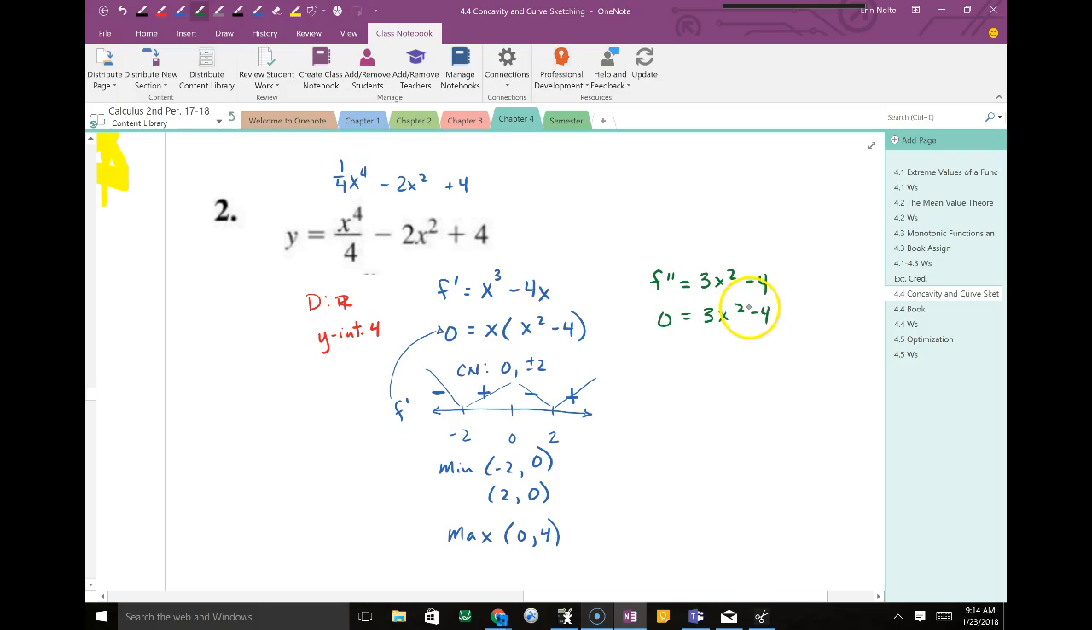If I set that equal to 0, you add 4 and divide by 3, and take the square root. So we get 2 over the square root of 3, which we can't leave, so 2 square root of 3 over 3. A positive and a negative version. Those are not pleasant, but they're not too bad.